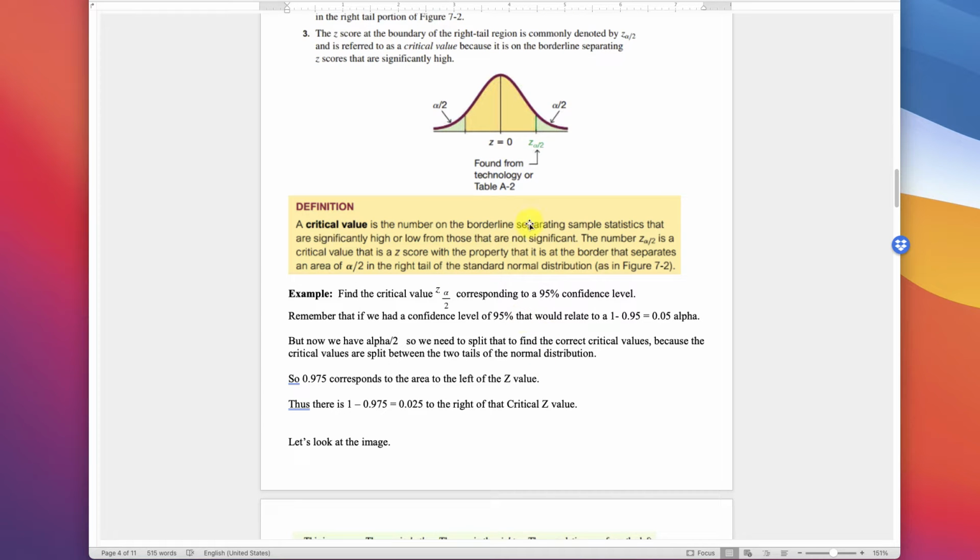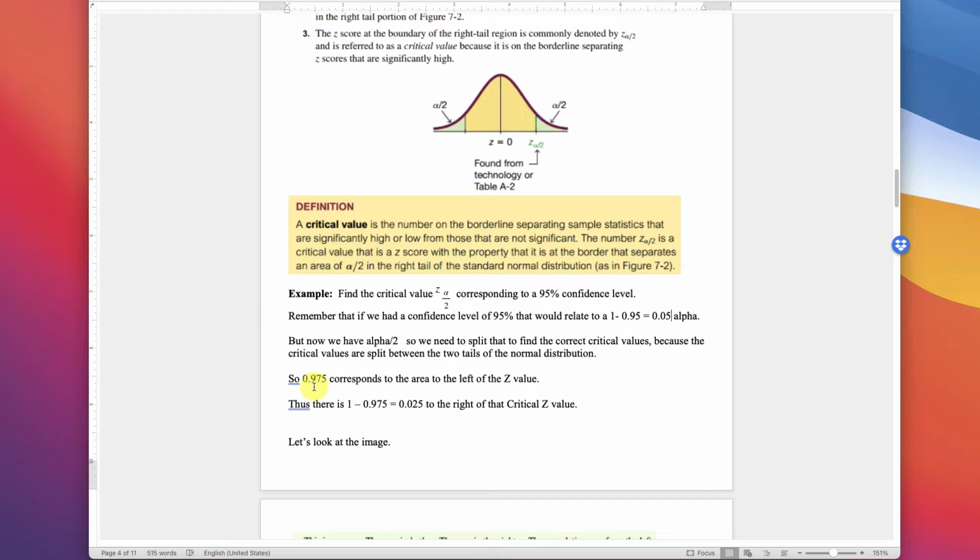So I know there's a lot of words here for stats, but it's not that hard. It just says find the critical value of z sub alpha over 2 with a corresponding 95% confidence level. So we want to be 95% sure that all these are falling in there, right? So alpha would be 1 minus 0.95, so we'd have a 0.05 alpha. Now we want alpha divided by 2, though, so we need to split that to find the correct critical value. If you take 0.05 and divide it by 2, you're going to get 0.025.